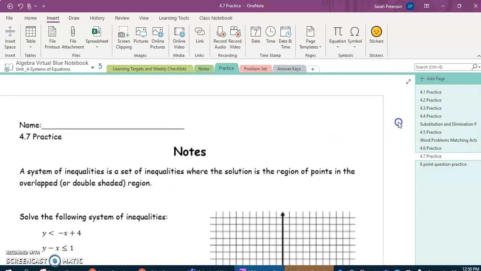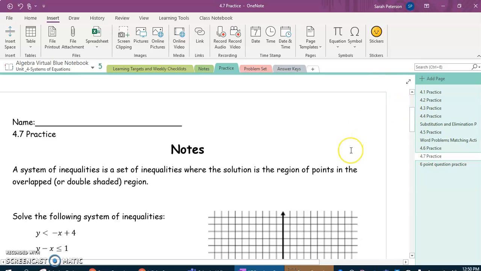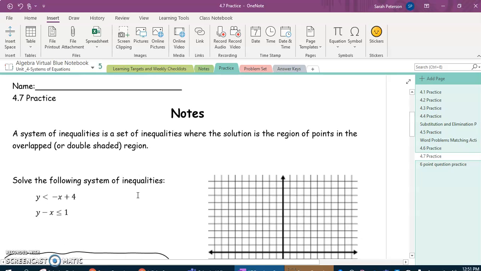So first, a system of inequalities is a set of inequalities where the solution is a shaded region of points in the overlapped or double shaded region. We're going to graph two inequalities, and the only way you can solve a system of inequalities that we're going to talk about this year is by a graph. We're not going to have you do these algebraically, they're just graphing. A lot of what you're going to look at today is very similar to what we did in 4.6.